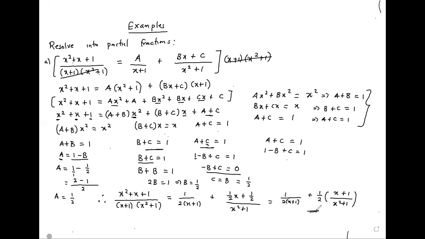So how did you manage to get bx plus c over x squared plus 1? Whenever you have a power that is more than 1 in the denominator, what you bring on top should not be a constant. It should be a function whose power of x is less by 1 than the power in the denominator.